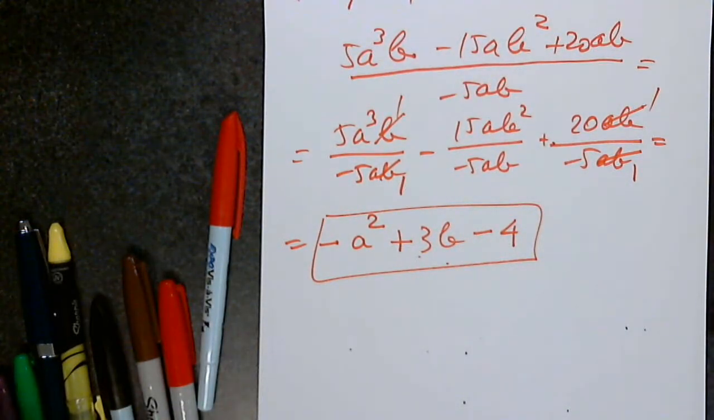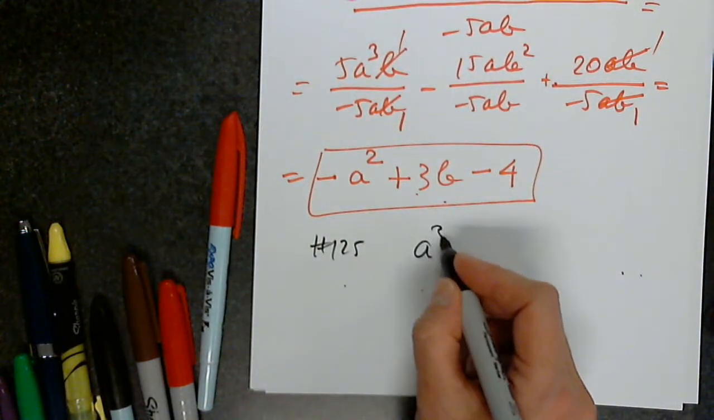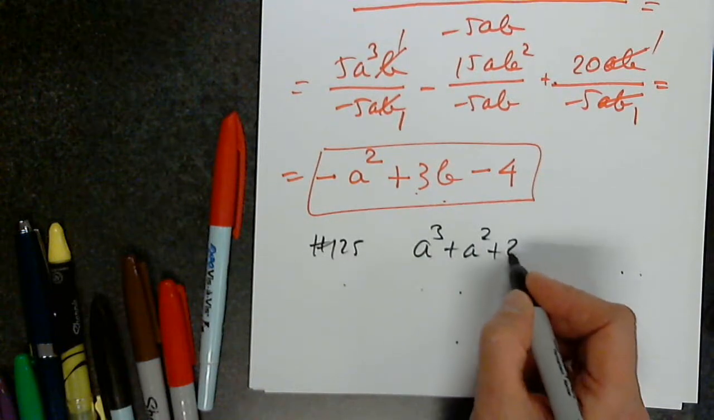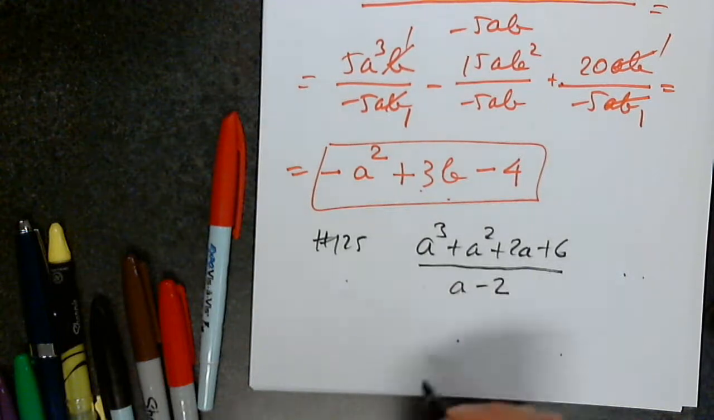Let's look at the long division now. Ready? 125. A cubed plus a squared plus 2a plus 6. Everything divided by a minus 2. 2 minutes.